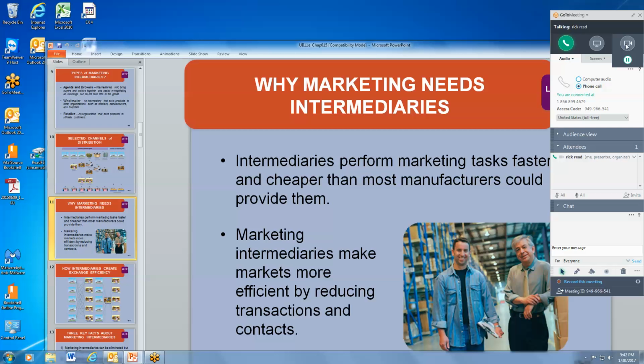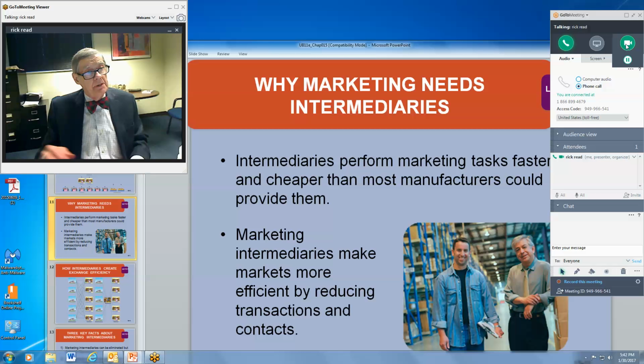Intermediaries are necessary. Many people think they're not. They perform tasks faster and usually less expensive than most manufacturers could. They make the markets more efficient by providing the goods where people want them, and where they can buy them, and where they can do the transactions as quickly as possible.